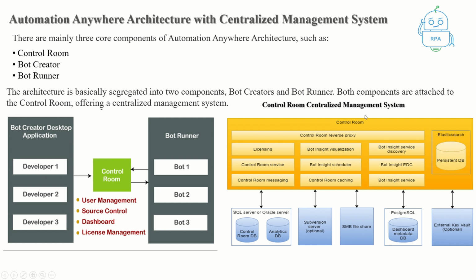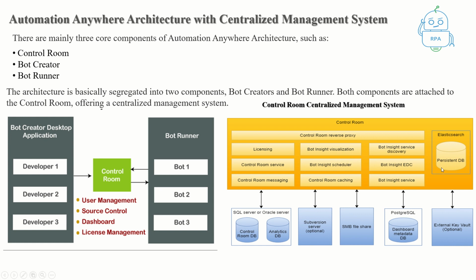How will this centralized management system work? In the control room, what all activities can we manage? Here you can see all this. One is the control room server proxy. The server proxy is managing all these activities: licensing part, control room services, messaging, caching, scheduler, visualization, and bot insight. All these things we can see once we have the control room.